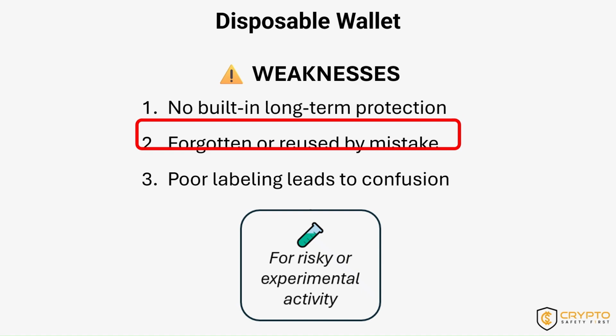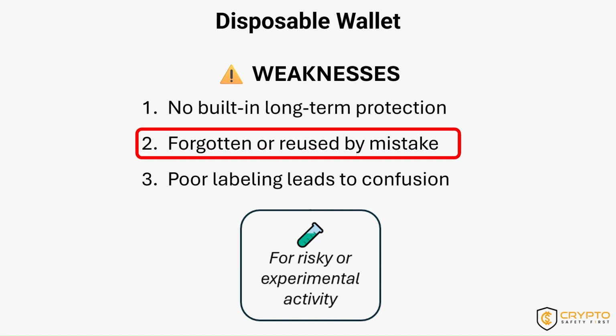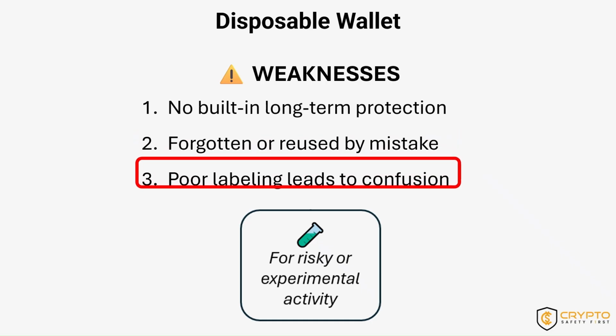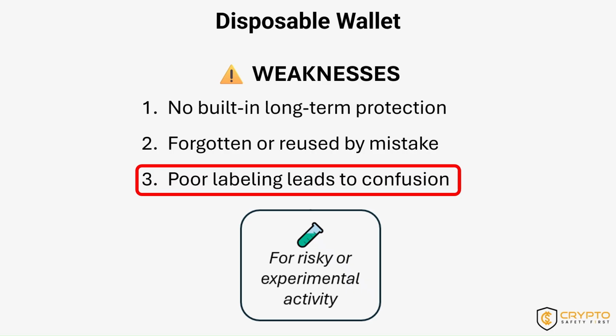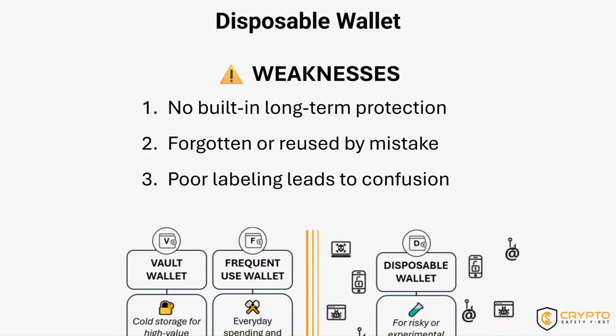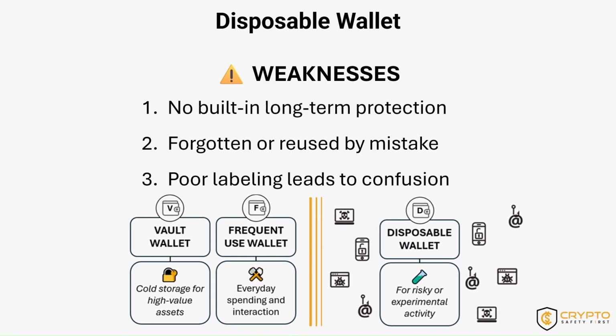Second, these wallets can be forgotten or accidentally reused, which can reintroduce risk into your safer wallets if not handled carefully. Third, poor labeling or tracking can cause confusion between wallets or approvals, increasing the chance of operational mistakes. Still, because this wallet is disposable, any compromise usually has minimal impact. The whole idea is containment. If something goes wrong, you lose only what's inside that single wallet.